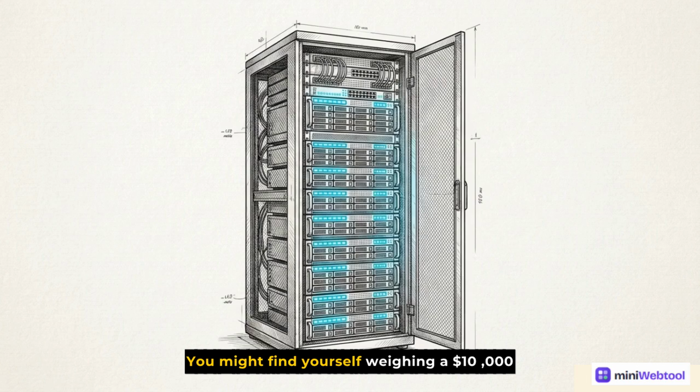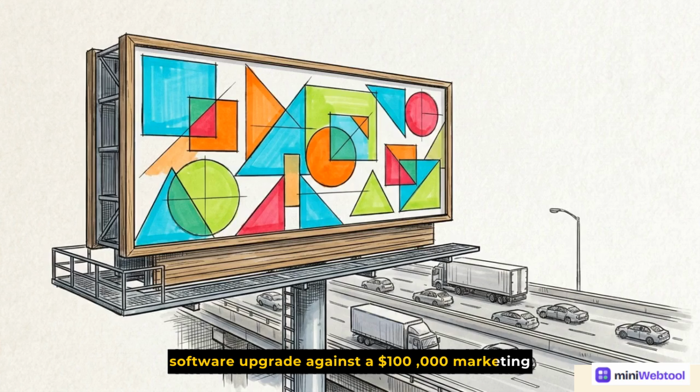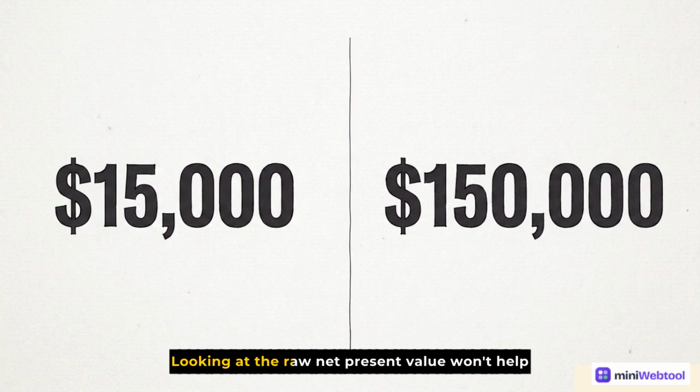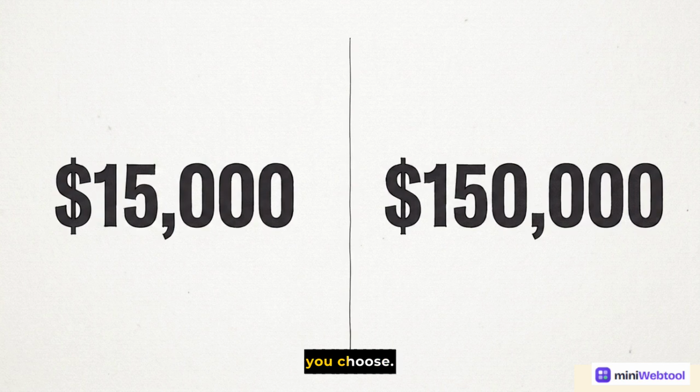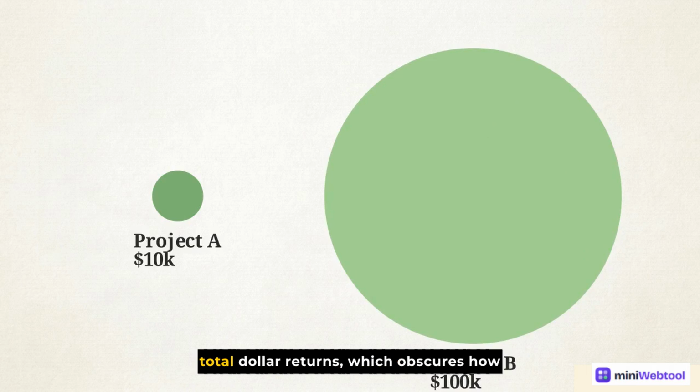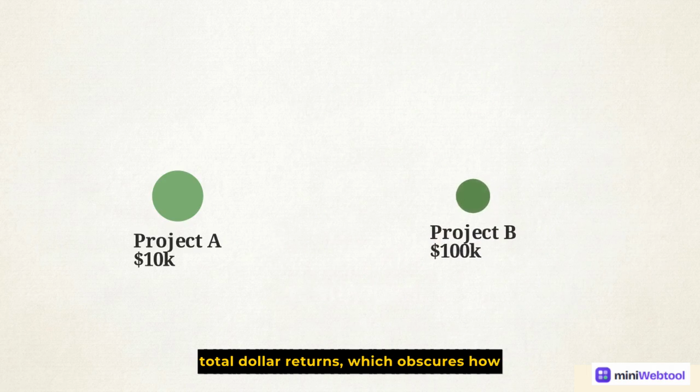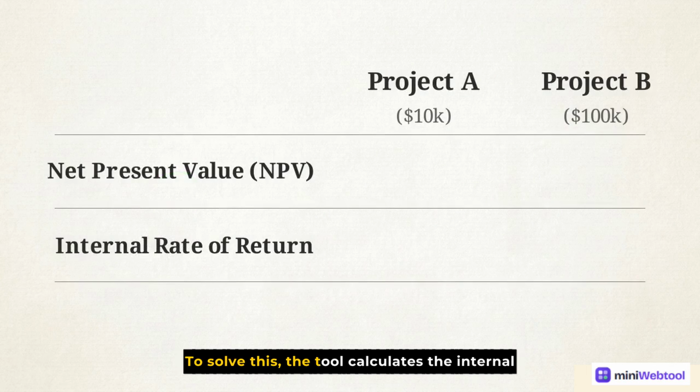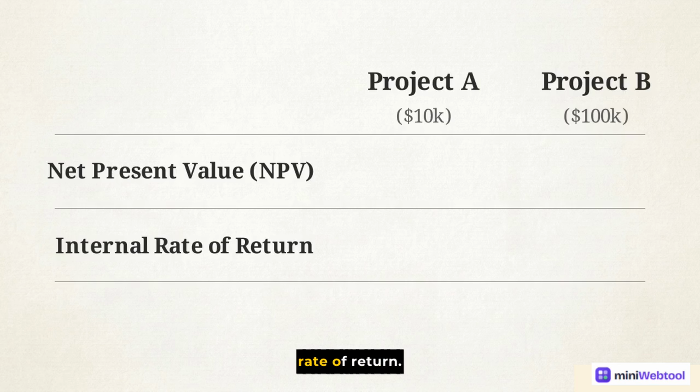Eventually, you will need to choose between 2 vastly different opportunities. You might find yourself weighing a $10,000 software upgrade against a $100,000 marketing campaign. Looking at the raw net present value won't help you choose. A massive project will naturally generate larger total dollar returns, which obscures how efficiently it's actually using your capital. To solve this, the tool calculates the internal rate of return.